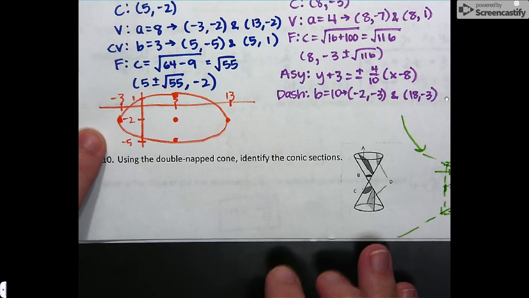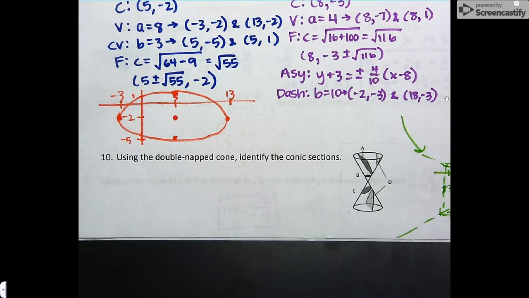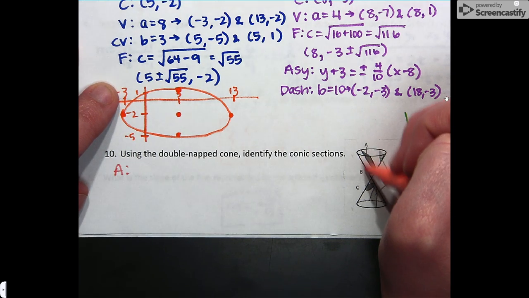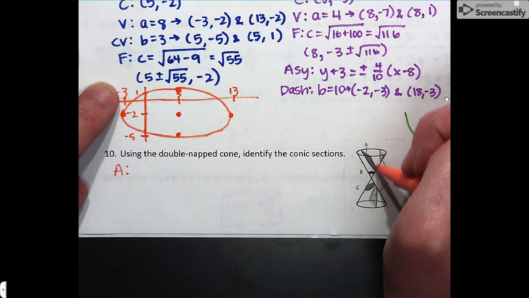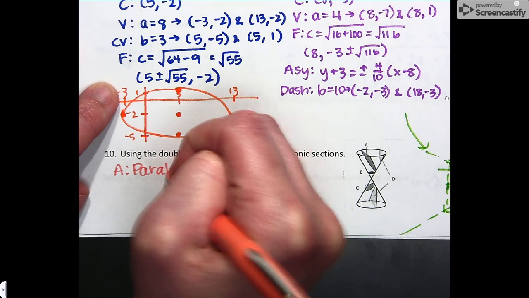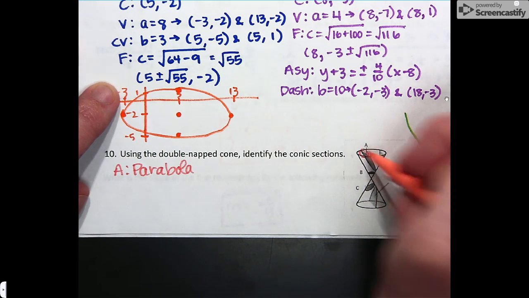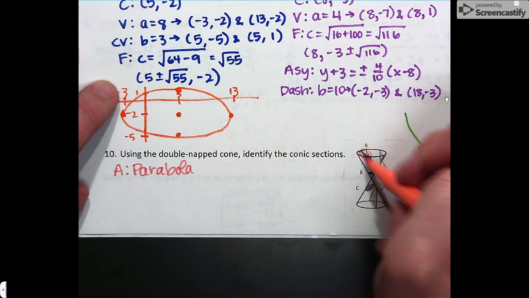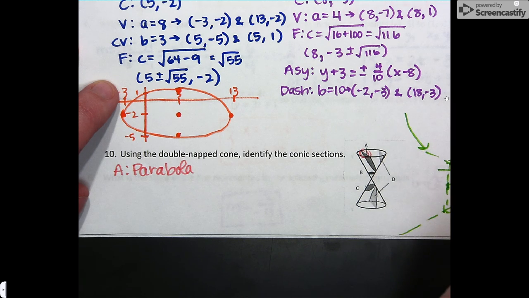Okay, last thing. This doesn't cover everything, but you should be looking in your packet one more time before you take this test tomorrow. You should know your definition of your conic sections, and you should also know how to identify the conic section from a double naped cone. So A. So let's look at A. A is parallel to the edge of this cone, and it only cuts one cone, which is a parabola. A parabola is going to intersect the base, which this is. So that way it's an open figure, and it's usually parallel to the edge of the cone, a single cone.